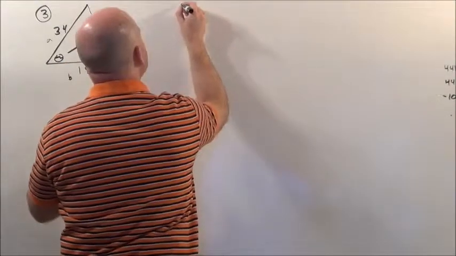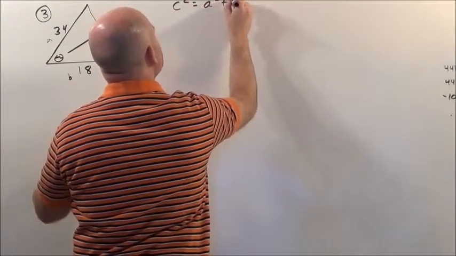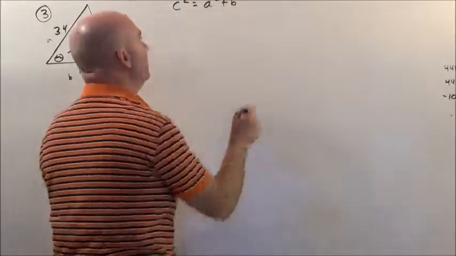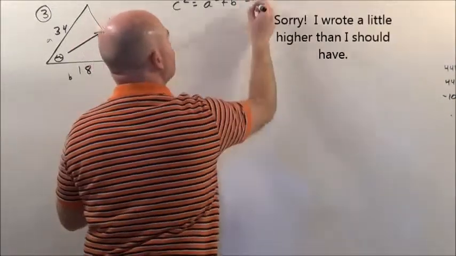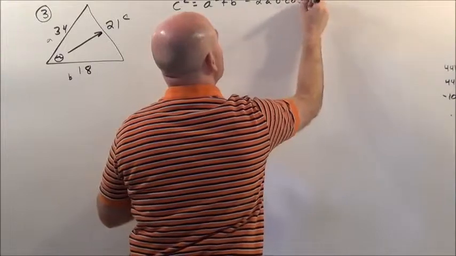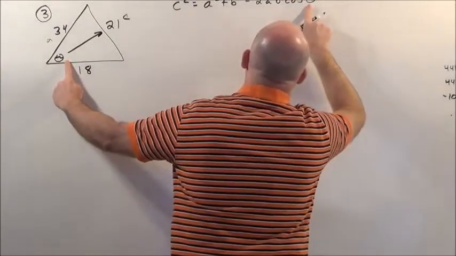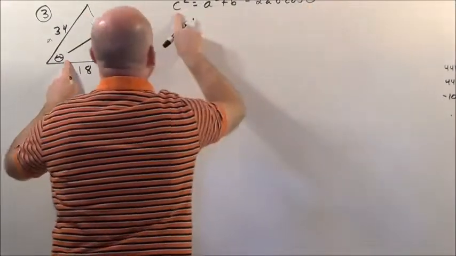And again, the law of cosines states that C squared is equal to A squared plus B squared, just like the Pythagorean theorem, except we've got to take away a little bit. We take away 2 times the A piece times the B piece times the cosine of the angle. And that's what we're trying to find here. We're trying to find theta. So we've got to figure that out. Well, let's plug in our numbers.